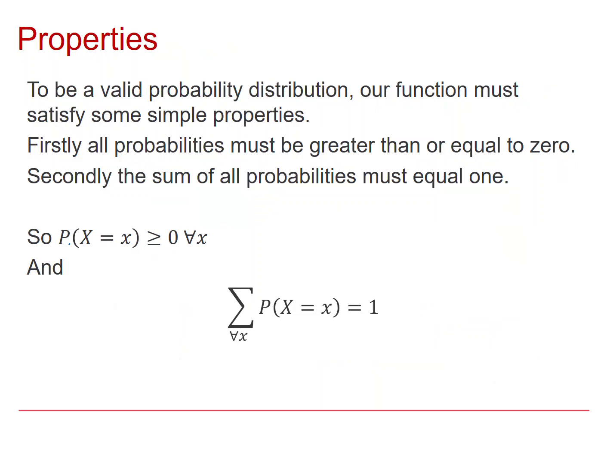So in this top one, we have the probability of any score from your random variable being a particular value is greater than or equal to 0 for all possible values for x, and that upside down A means for all, and the x we're talking about is all the ones in our scenario. So that's the first property. The second property here is this capital sigma, which means the sum of the probabilities must equal 1 when you consider all the probabilities together. So again, that's for all possible outcomes of the random variable.